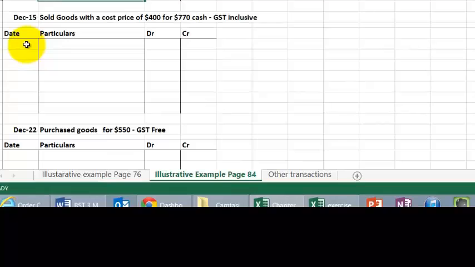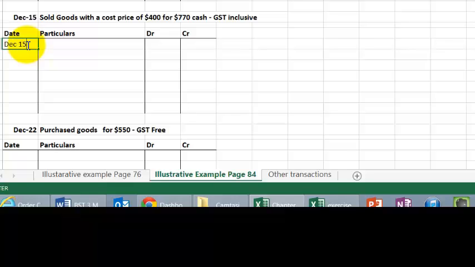Okay, let's keep moving. On December the 15th, we had a sale. And this is where we've actually got to do two entries to calculate the cost of goods component. So let's just first of all generate the sale, the revenue side of things, which is very similar to the service performed. So this was a cash transaction. So put that in. It was for $770.